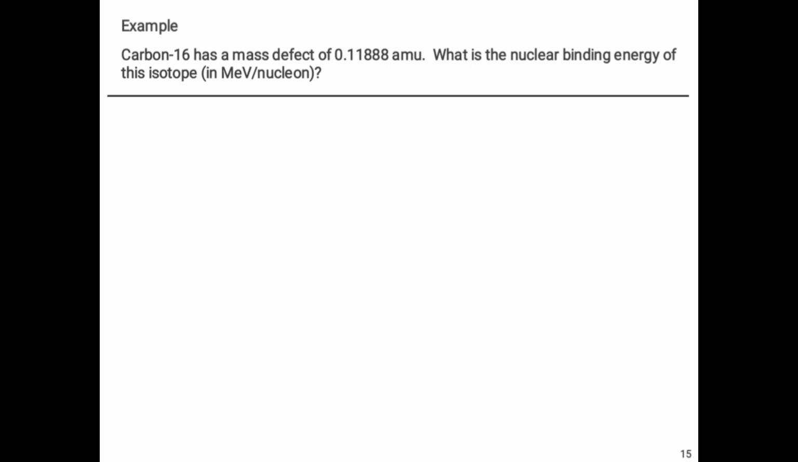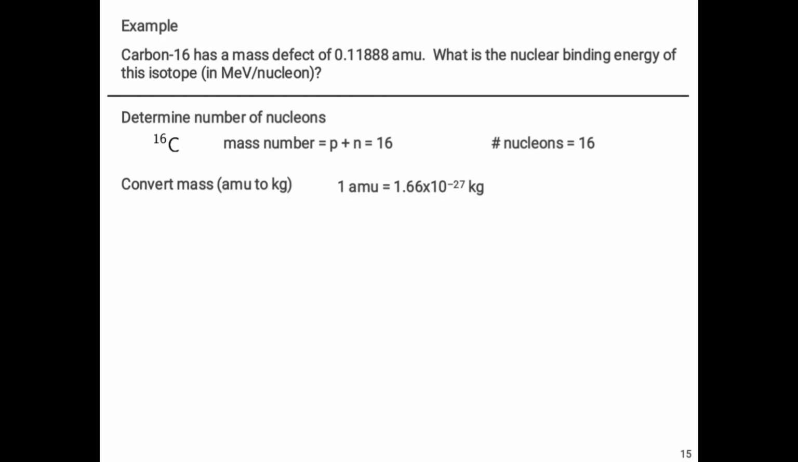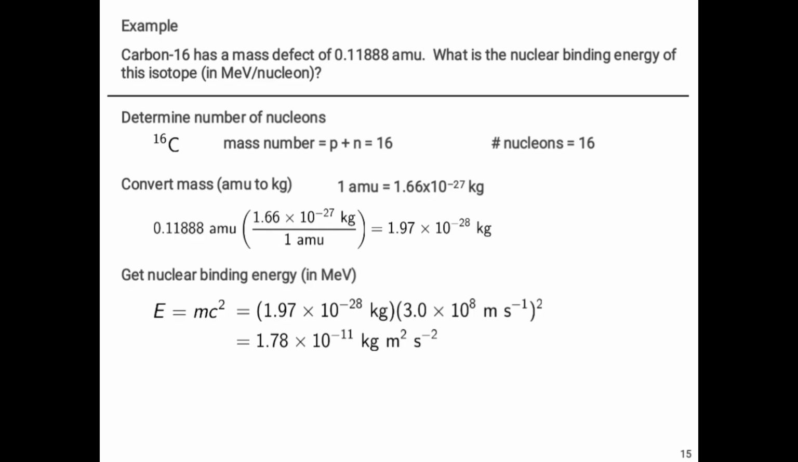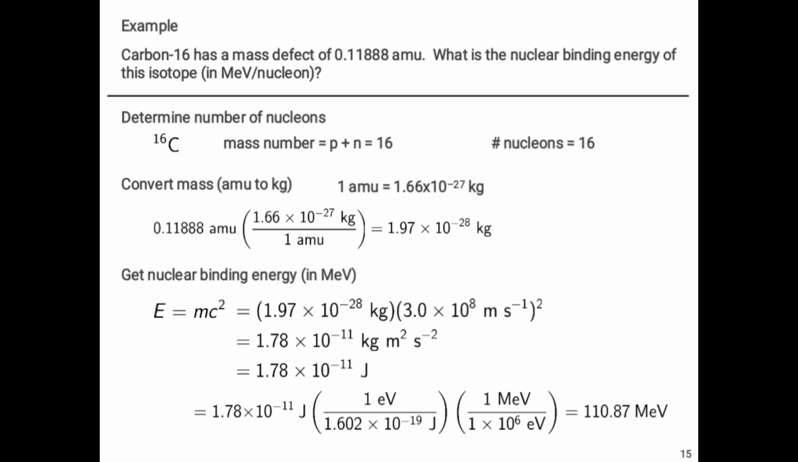Two examples. For example, the carbon-16 mass defect 0.1188 AMU. Nuclear binding energies will be the isotope. Determine the number of nucleons, P plus N is equal to 16. The nucleons will be 16. Convert the mass 1.66 into 10 power minus 27. The equation is substituted by these values to give E is equal to mc squared to give this 1.78 into 10 power minus 11 J per mole. So MeV, 1 MeV is 1 into 10 power 6 EV, to give the 110.87 MeV.